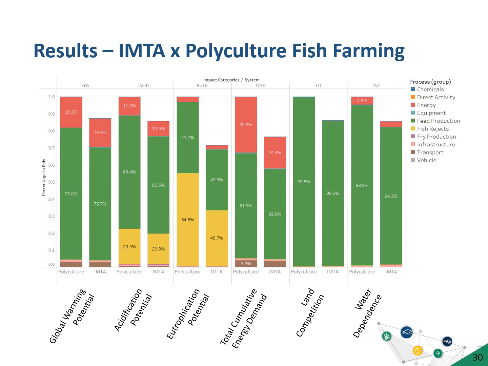In the first graph, you can see the comparison between the IMTA and the polyculture fish farming, where IMTA has less impact in all the categories. It's also possible to see the weight of each source of impact inside the categories. For example, the fish feed, that is the green one here, has the biggest impact in all categories, except the eutrophication potential, where the rejects, that is the yellow, also stand out. This analysis is important to evaluate where we should concentrate our efforts to decrease the global impact. And the red one that also shows up quite a lot here is the energy.